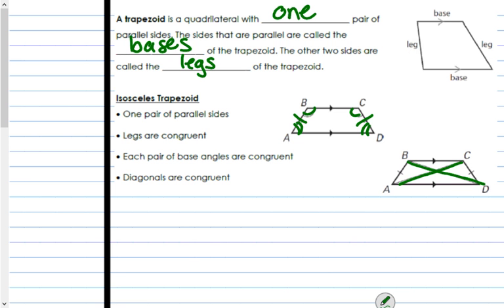One thing to keep in mind is that because a trapezoid has parallel lines, so this base is parallel to this base, when we have a transversal, the same side interior angles add up to 180 degrees. Okay, we'll need that property to solve some problems.